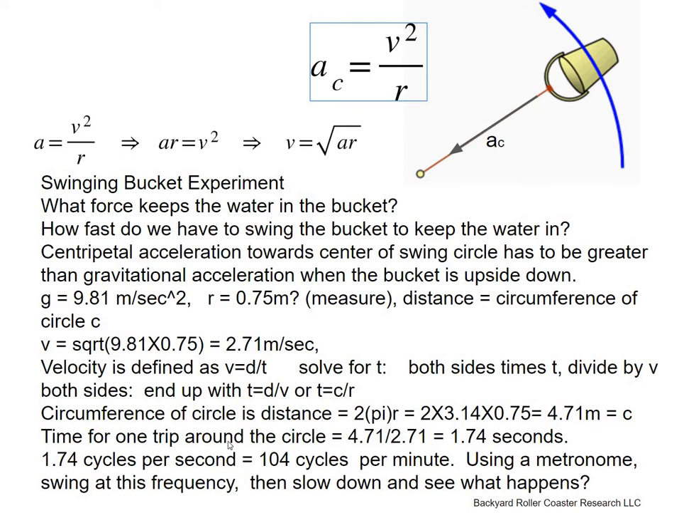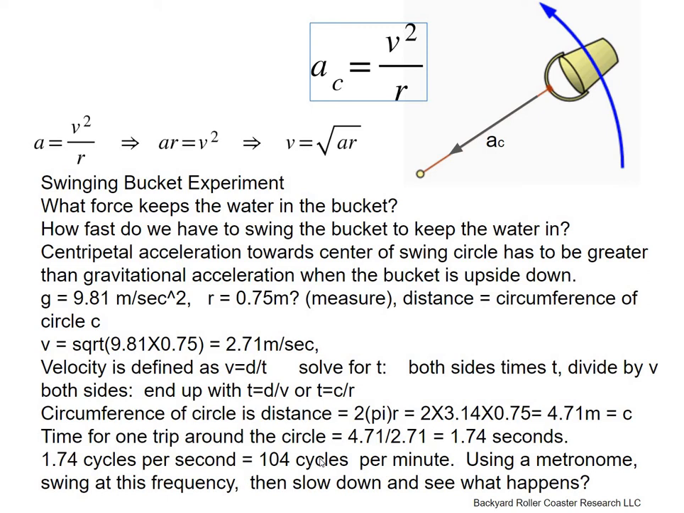The time for one trip around the circle is 4.71 divided by 2.71 equals 1.74 seconds. So we need to swing this bucket around our heads every 1.74 seconds, which is equal to 34 cycles per minute. There's a 60 in there, so we multiply by 60 to get cycles per minute.